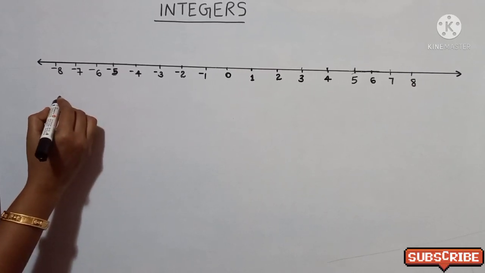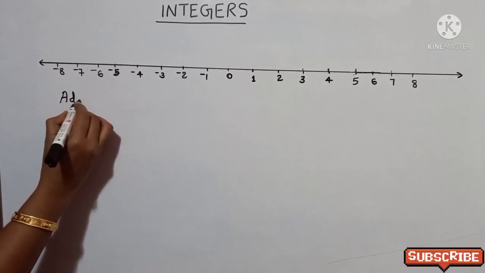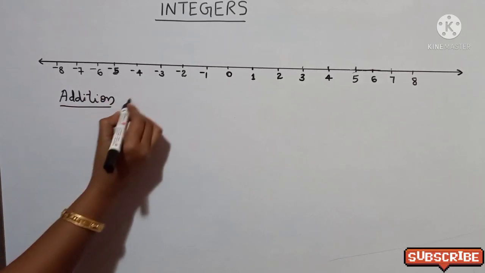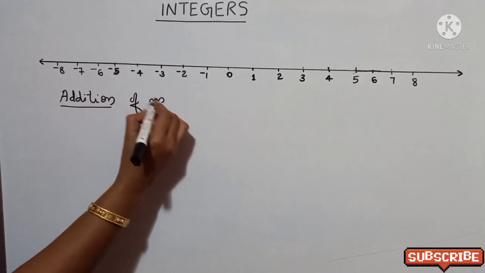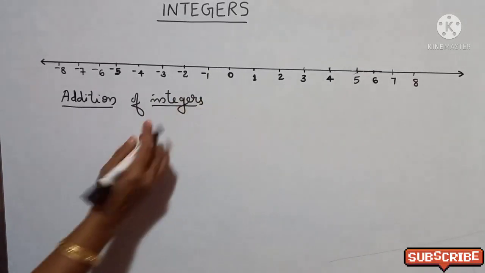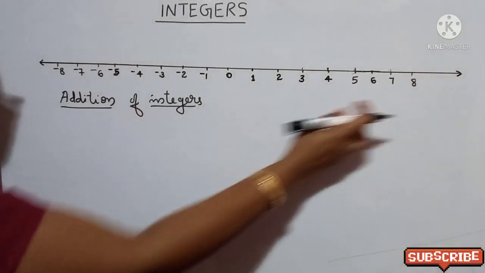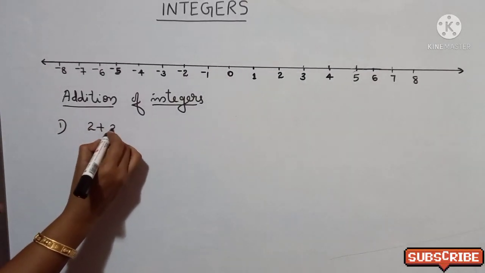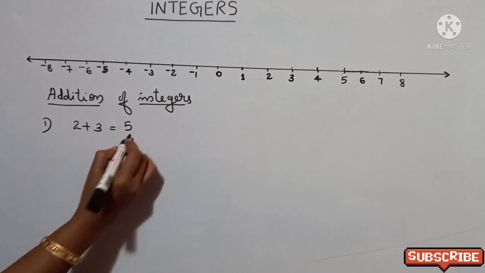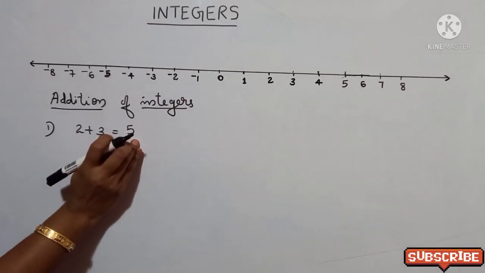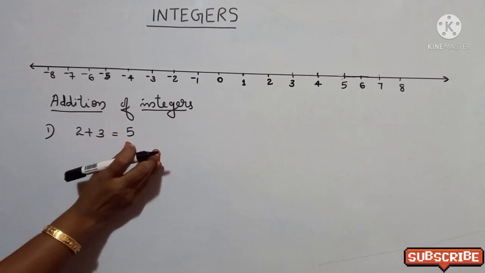First we can start with addition of integers. Among the basic operations, first it is addition. We know very well how to add positive integers. It's very easy for us. 2 plus 3 is equal to 5. That means 2 and 3 are positive, and we are getting an answer more than these two.